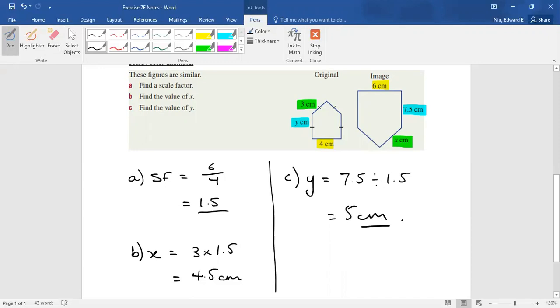Input that into your calculator if you're unsure. Don't forget the units because we are dealing with side lengths. And just remember, going from big to small, you divide. Going from small to big, you multiply.